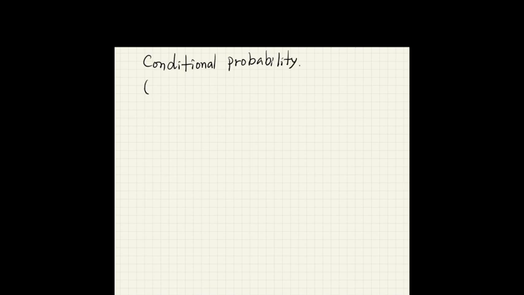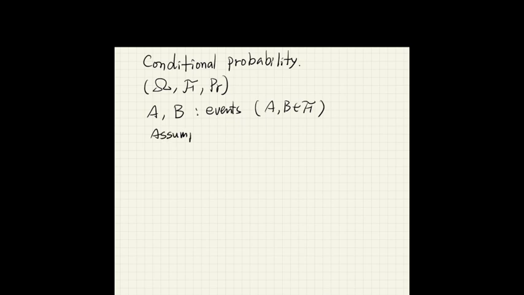Okay, suppose we have a probability space, and let's say A and B are events. So that means A and B are elements of F, and assume the probability of B is positive. It's not zero. Okay.